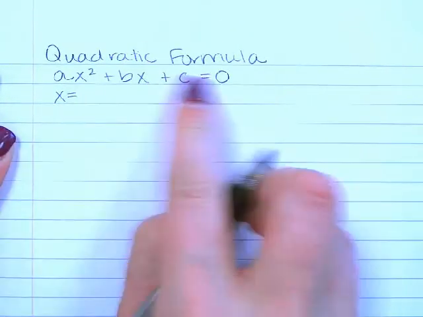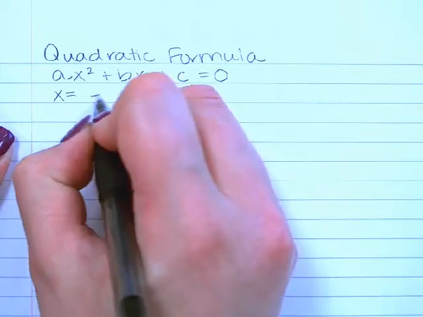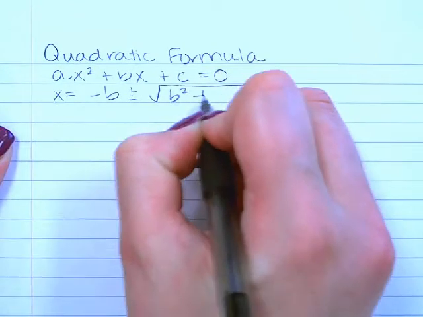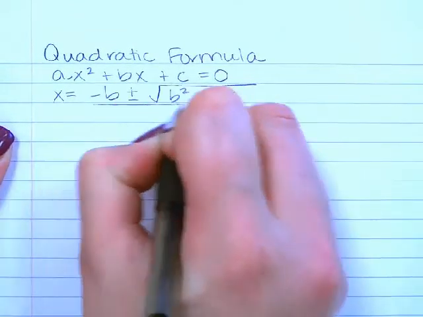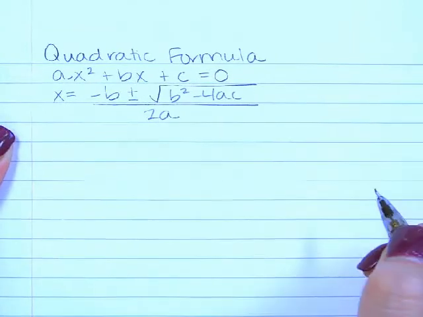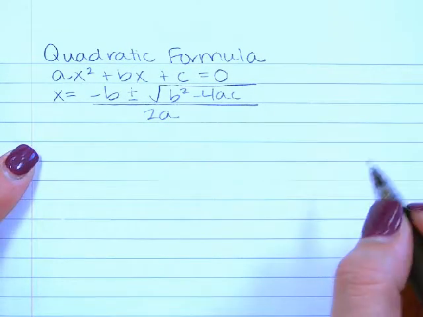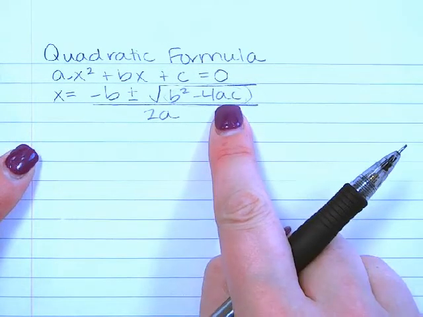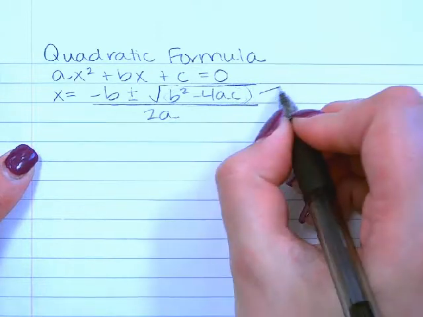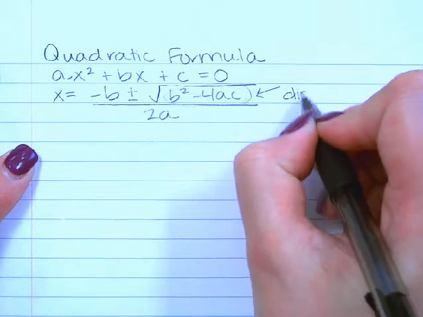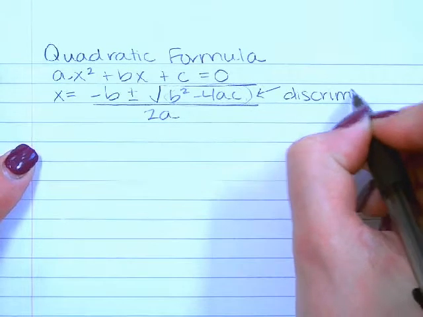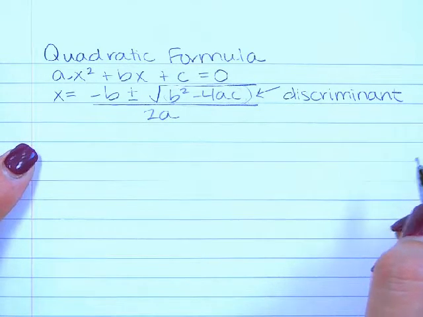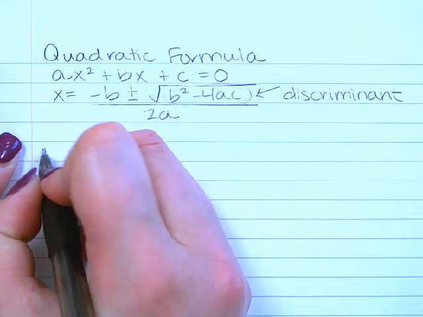So when you have a quadratic written like that, to solve for x, you would say negative b plus or minus the square root of b squared minus 4ac, all divided by 2a. And we have a special piece of that, this part right here. That part right there is called the discriminant. And the discriminant will tell you what types of answers you're going to have.